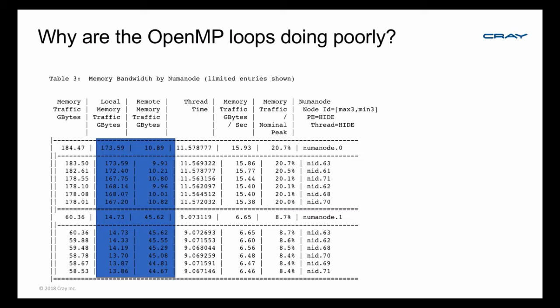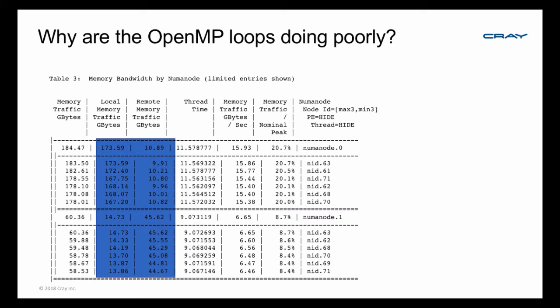And the percent of peak is 20% on the threads on the first socket, while it's only 8% on the second socket. So what this is saying is that half of your threads are really running slower, because the memory they need, they have to go across, I think it's called QPI, to get from the other socket.